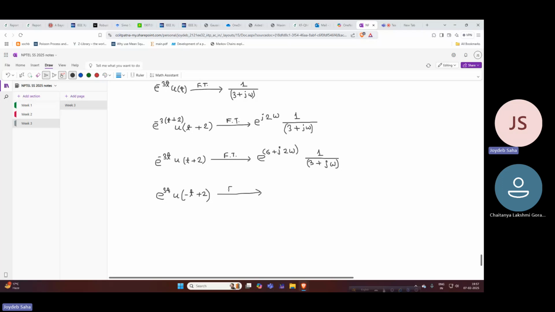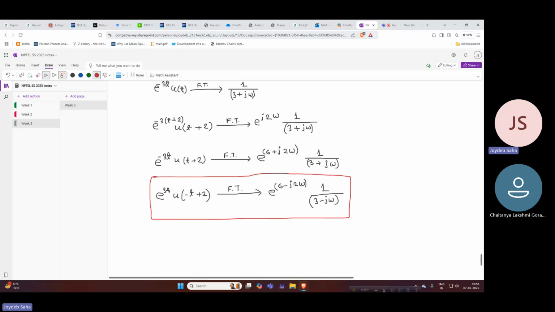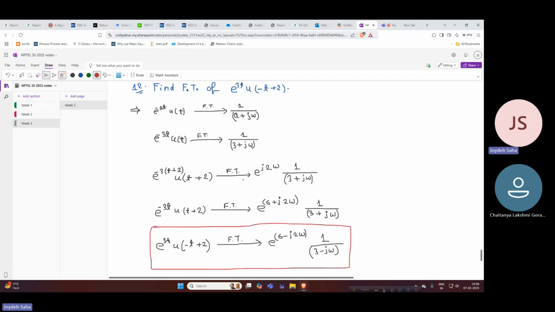Its Fourier transform is e to the power (6 minus j 2 omega) multiplied with 1 upon (3 minus j omega). Fine, so this is our ultimate solution. Okay, so I will share it with you. Let us stop today here.